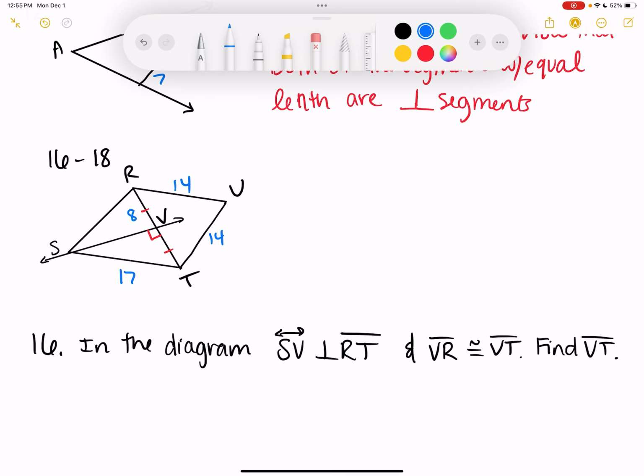So if they want us to find VT, what would I need? Or what would I say? It's 8. Why? Because it's congruent to VR. Yep, so VR is equal to 8, so that means that VT also has to be equal to 8. So VT is equal to 8.